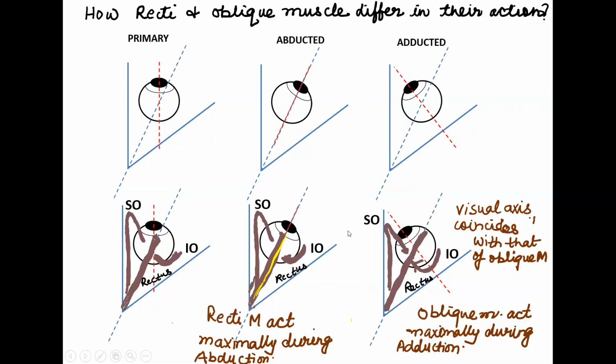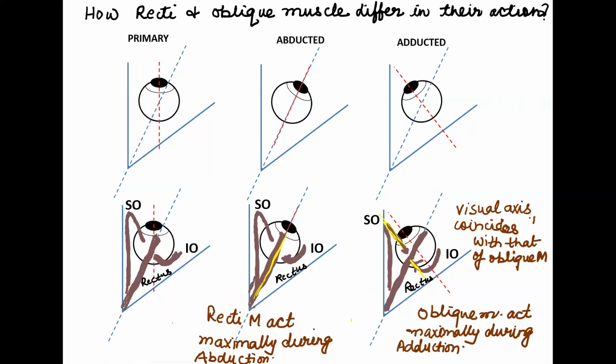And if we compare it with the next set of diagrams where there is the adducted position of the eyeball or medially rotated position of the eyeball, and now if we draw the axis of the oblique muscles with the yellow, this is the axis of the oblique muscle. Now this axis is coinciding with the visual axis at this point. So that means that the oblique muscles will act maximally during the adducted position of the eyeball.